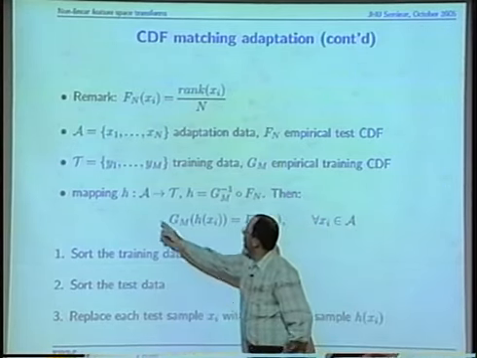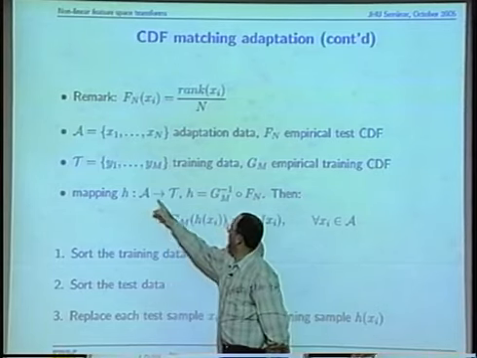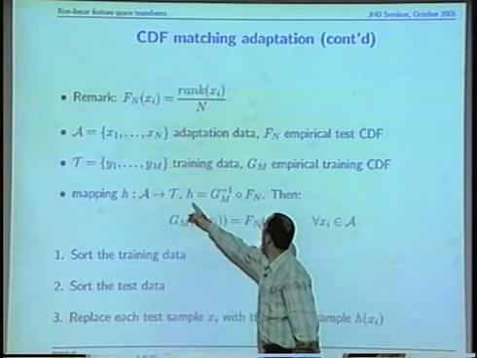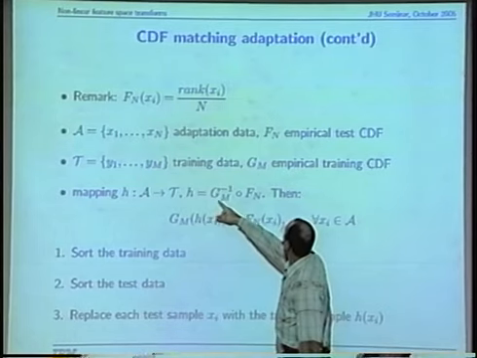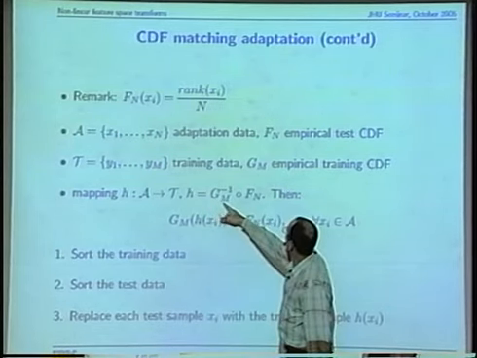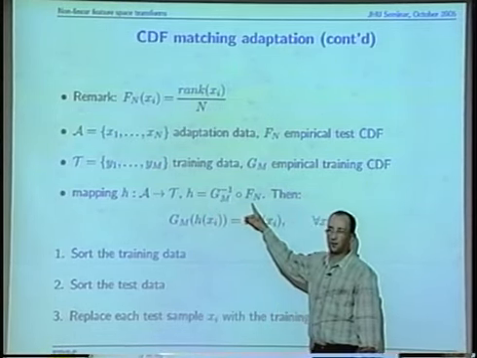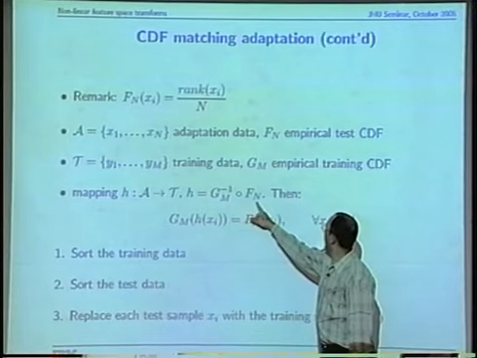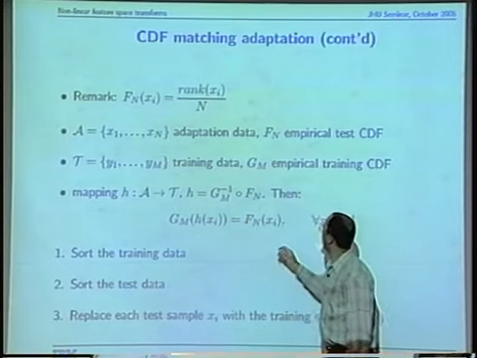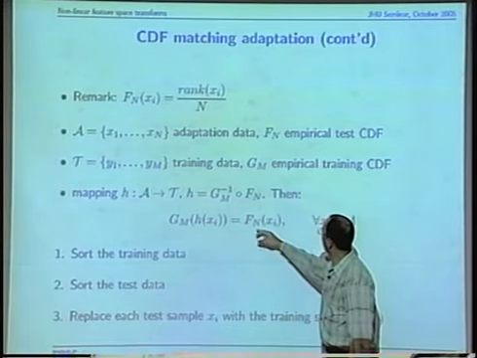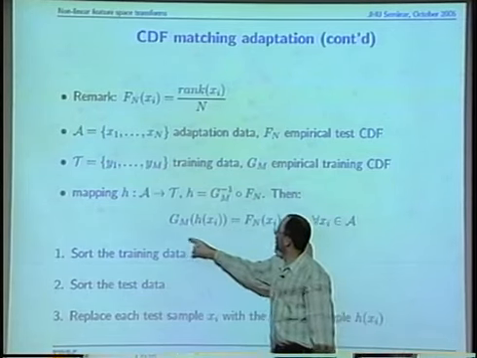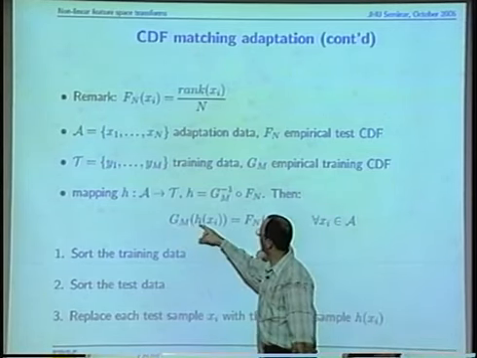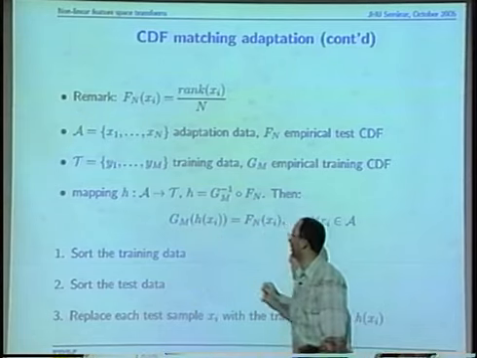So this transformation is a mapping from the adaptation data to the training data given by the following composition. We take the inverse CDF of the training data and apply it to the CDF of the test data. Okay? And this has the property that if you compute the CDF on the test data, then it will be the same as the CDF of the mapped sample of the training data.